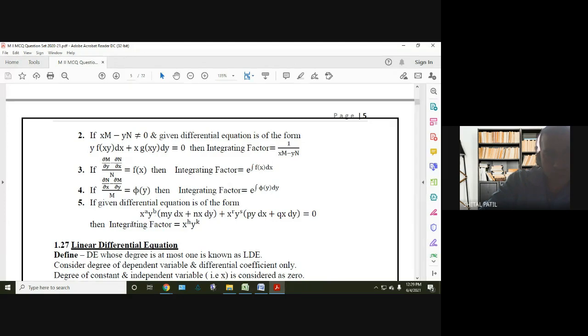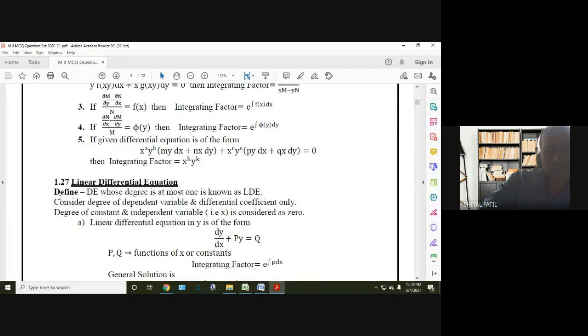Rule number 5 is known to us: x raised to a, y raised to b into (m y dx plus n x dy), plus x raised to r, y raised to s into (p y dx plus q x dy), equal to 0. If the differential equation is in this form, the integrating factor is x raised to h, y raised to k.